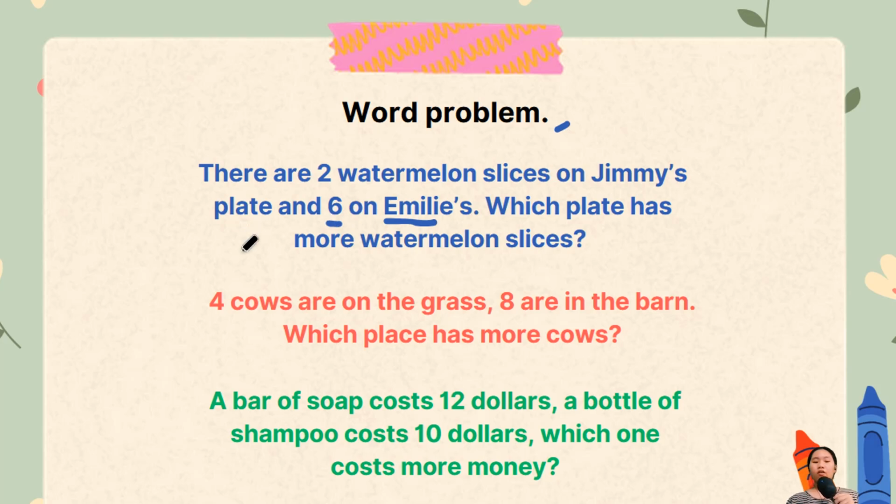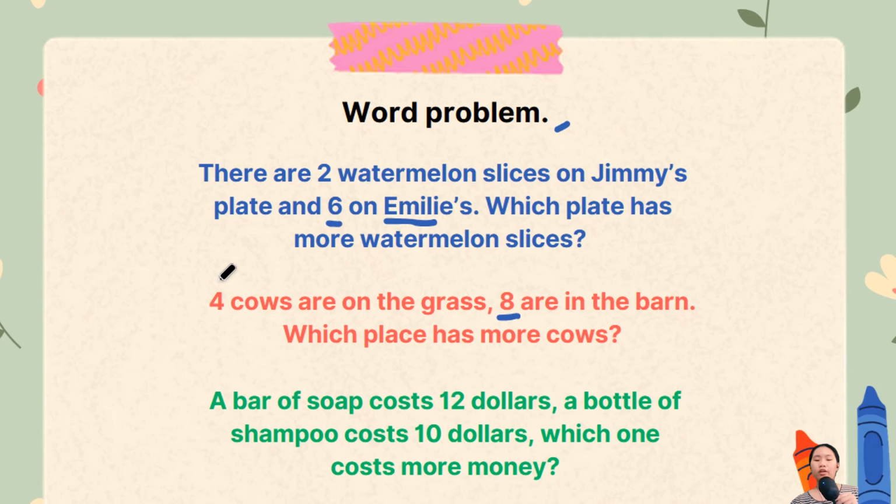All right. 4 cows are on the grass. 8 are in the barn. Which place has more cows? So we have 4 that are eating the grass, just relaxing outside, and 8 are inside of the barn. Okay, they're sleeping. Now, which place has more cows? The grass or the barn? Well, if you've been paying attention to our lesson so far, the barn has more cows because 8 is greater than 4.